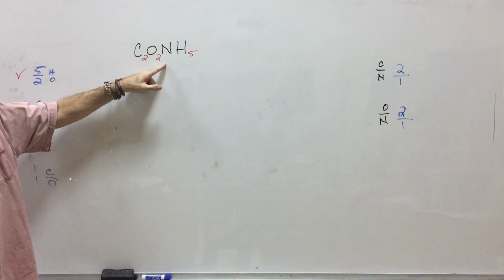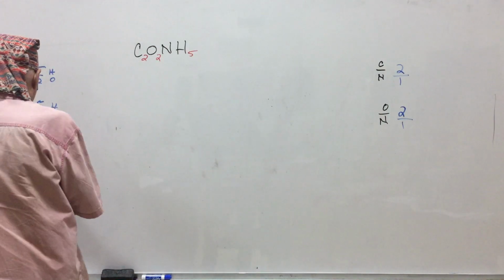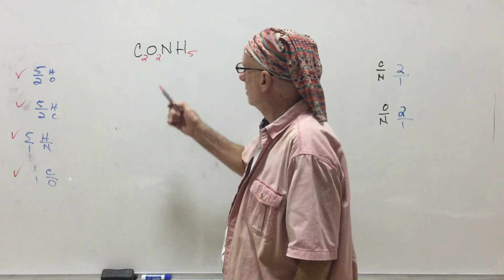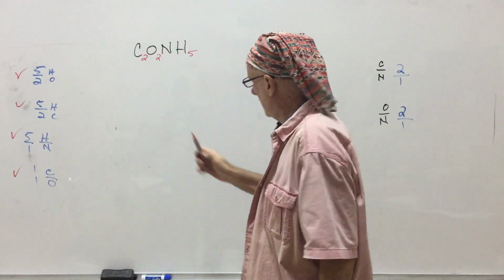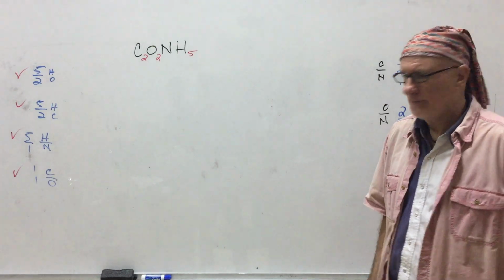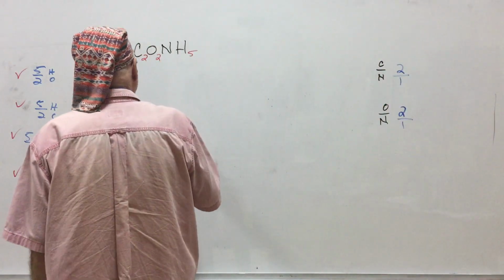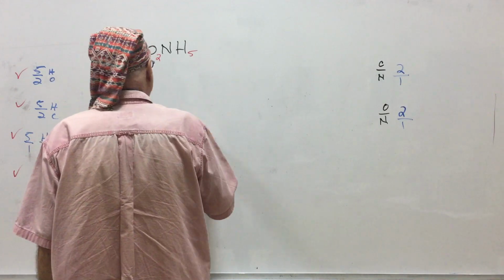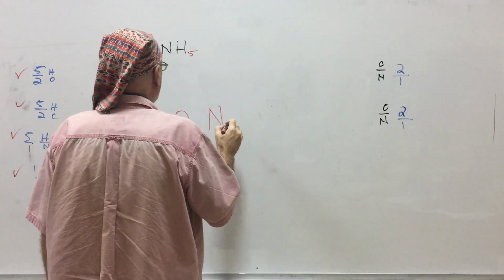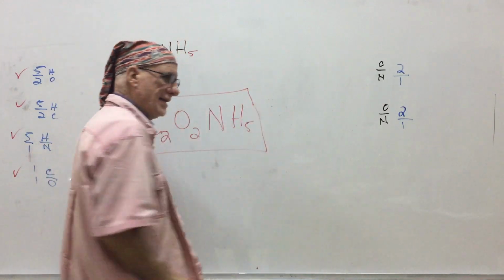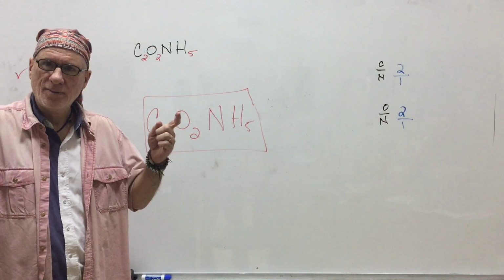Isn't 2 to 2 the same as 1 to 1? Yes, it is the same. So that's done. Carbon to nitrogen, 2 to 1. Yes? Excellent. 2 to 1. Oxygen to nitrogen, 2 to 1. Yes? 2 to 1. So, it's going to be C2, O2, N, H5. And that is the correct answer. You okay?